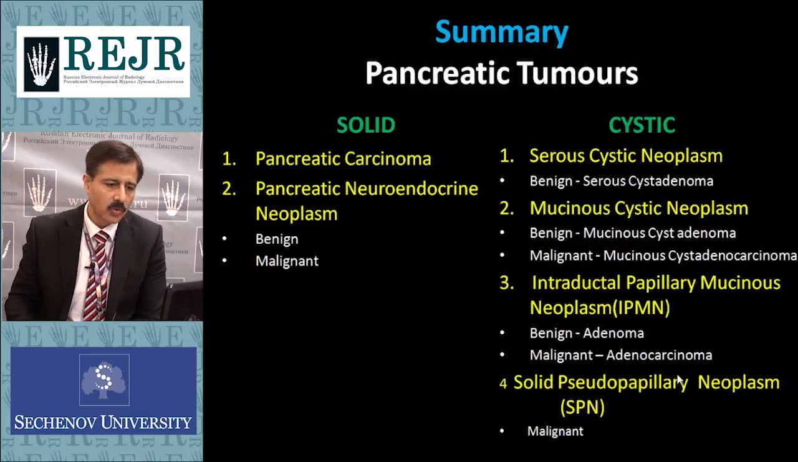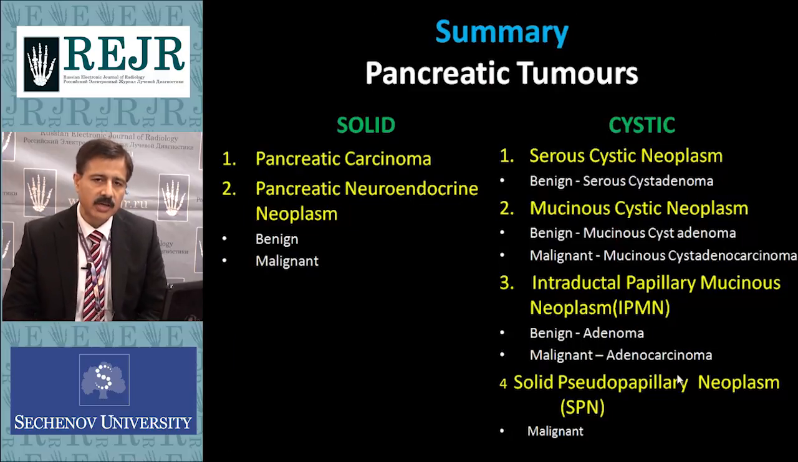Right, so in the end, a summary of what we have learned today. We have learned that pancreatic tumors can be solid as well as cystic. The solid tumors can be pancreatic carcinoma or pancreatic neuroendocrine neoplasm. Pancreatic carcinoma is the most common pancreatic tumor, and more than 90% of patients who present with pancreatic tumors actually have pancreatic carcinoma. Pancreatic neuroendocrine tumors can have benign and malignant potential.